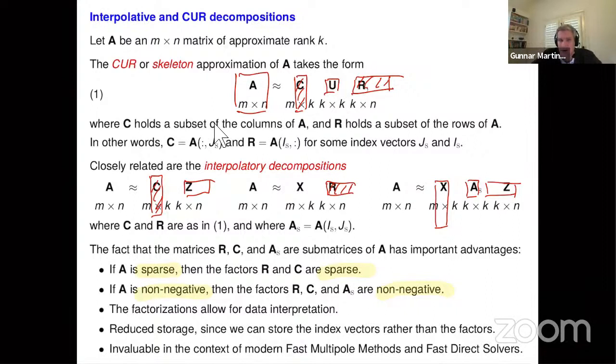There are storage advantages to these factorizations, because sometimes you don't need to actually compute these factors C and R. If you have the matrix A available already, or you can cheaply compute it, then as long as you store the indices, you don't need to store the actual factors. It also comes up a lot in solvers for elliptic PDEs, which is really how I got into these things, but that's something we're not going to touch on in this talk.